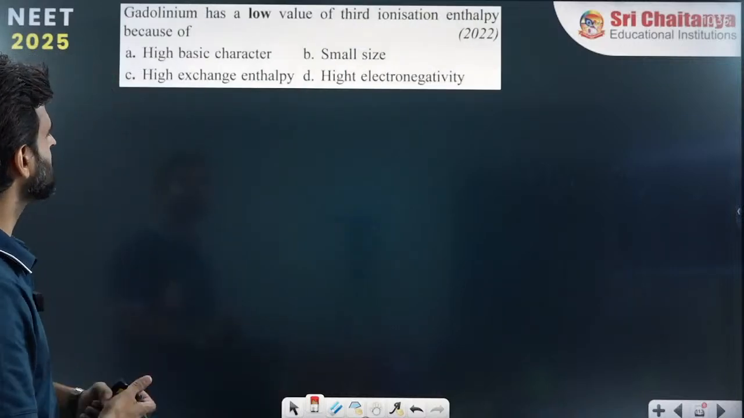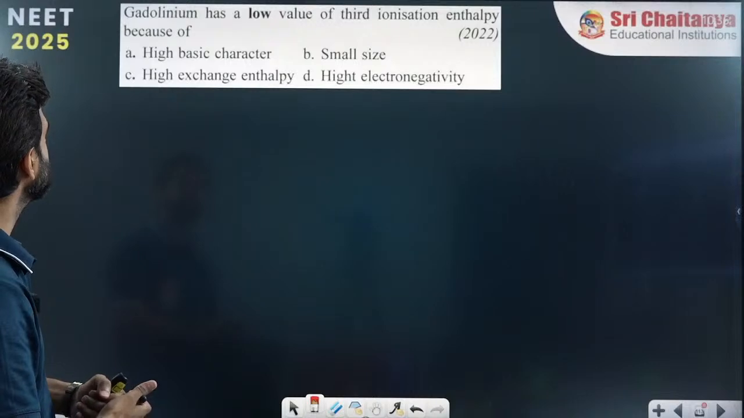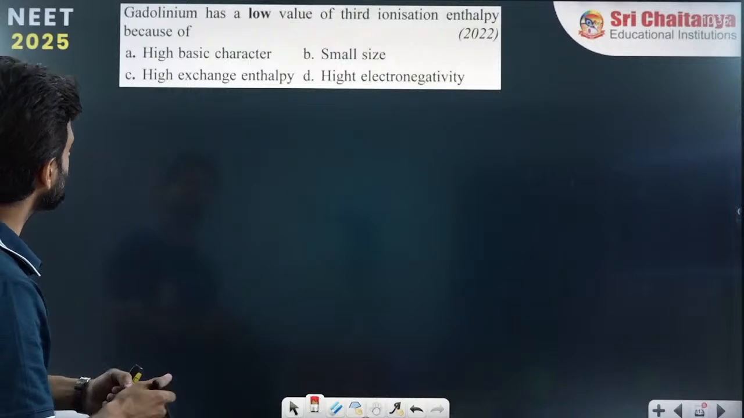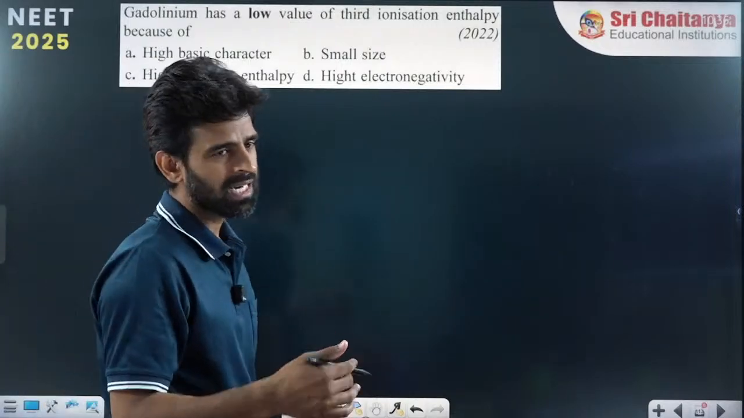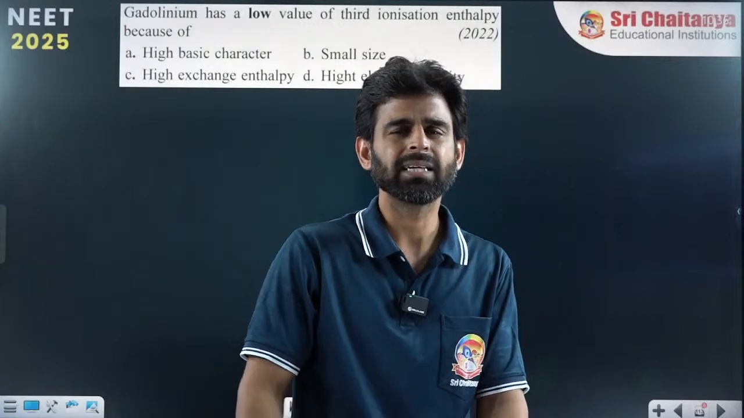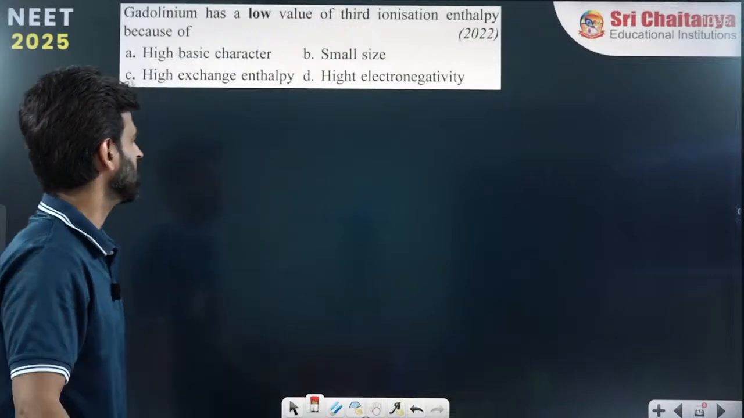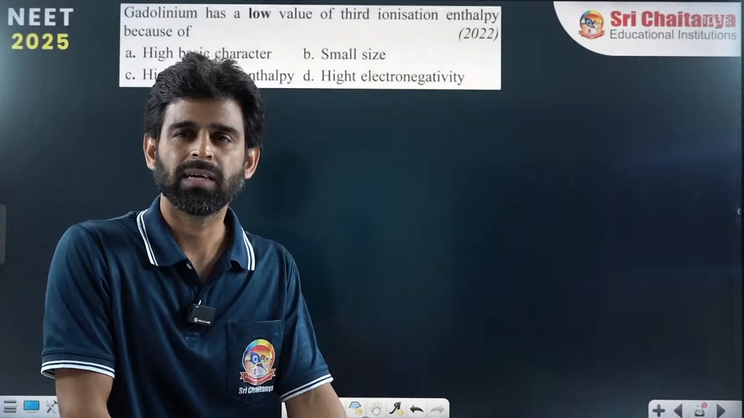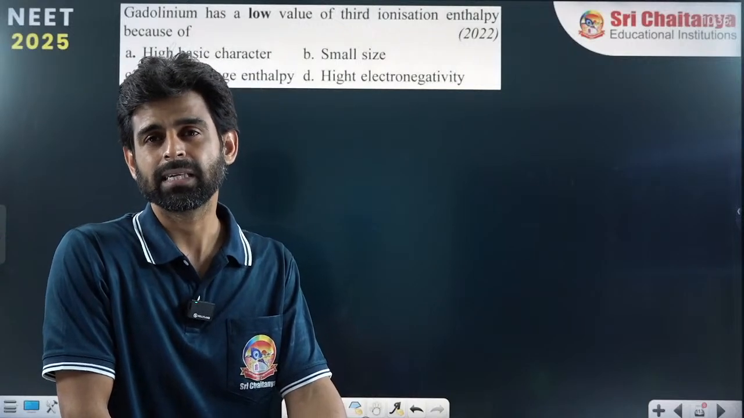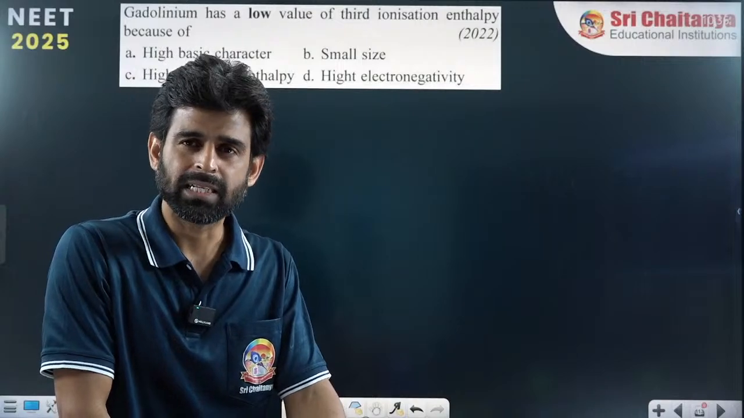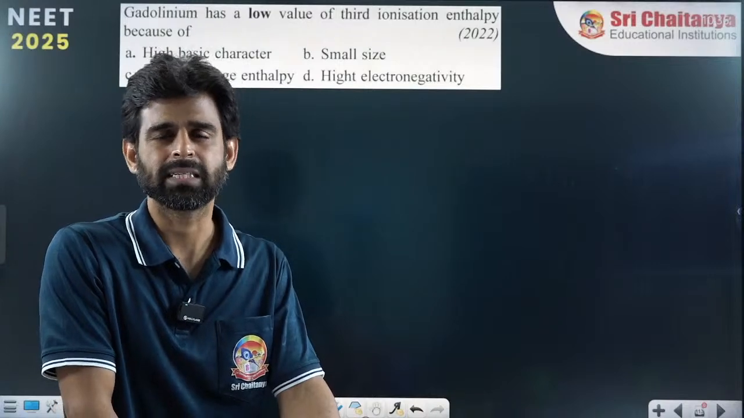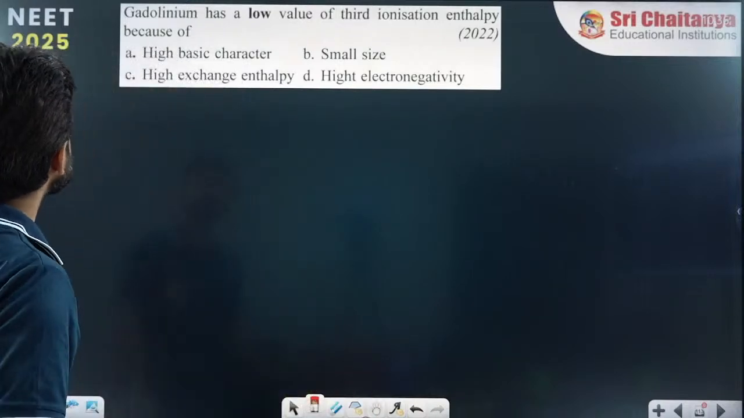Okay, gadolinium has a low value of third ionization enthalpy. Because after losing the third electron, it becomes stable, and when it becomes stable, you can say high exchange enthalpy will be there. If something is stable, like d5, f7 half-filled things, they have high exchange energy. So the more the exchange energy, the remaining energy becomes less, and stability will increase. That way we can think.